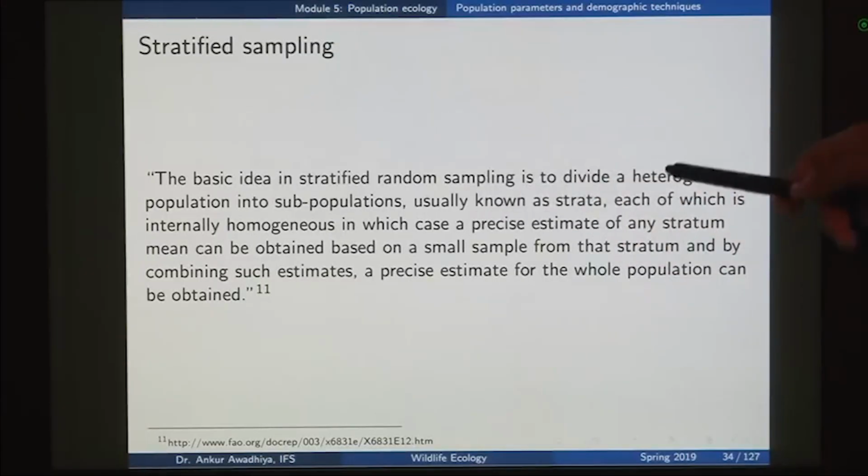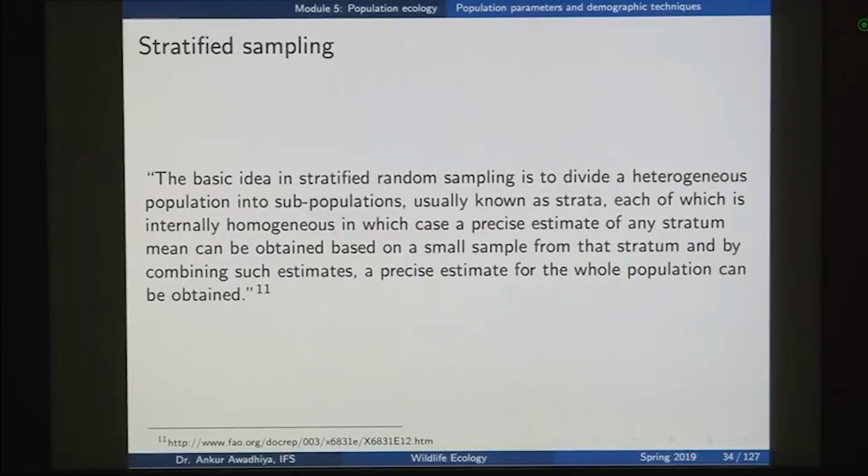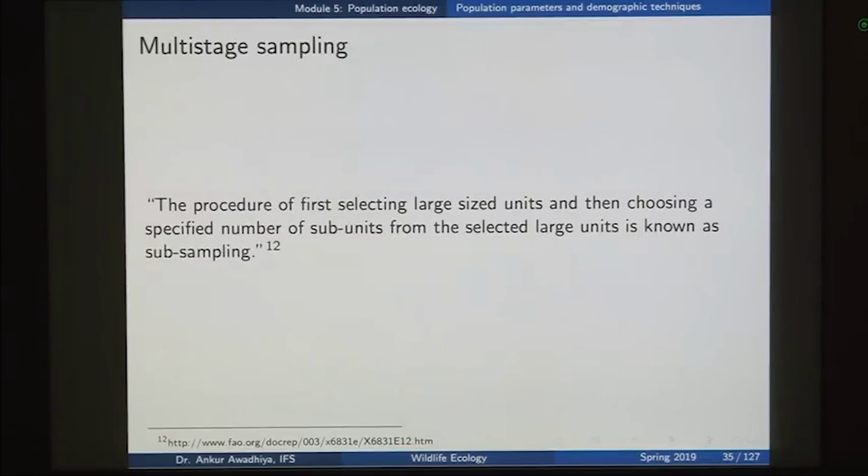So you are dividing the heterogeneous population into subpopulations. You divided your whole population into a right half and a left half, which are known as strata, each of which is internally homogeneous. The right half is much more homogeneous, and the left part is much more homogeneous, but right and left together become a heterogeneous population. In which case a precise estimate of any stratum mean can be obtained based on a small sample from that stratum, and by combining such estimates a precise estimate for the whole population can be obtained. Next you have multi-stage sampling.